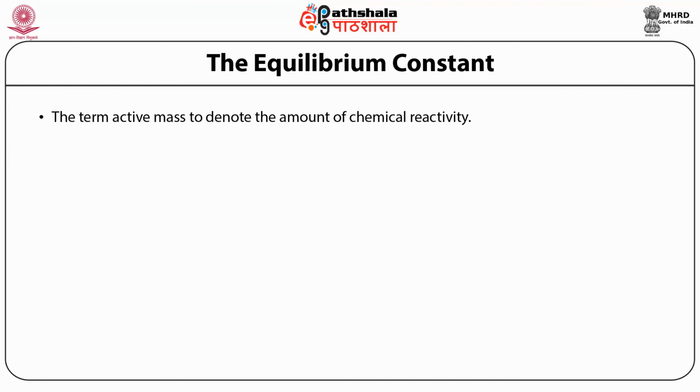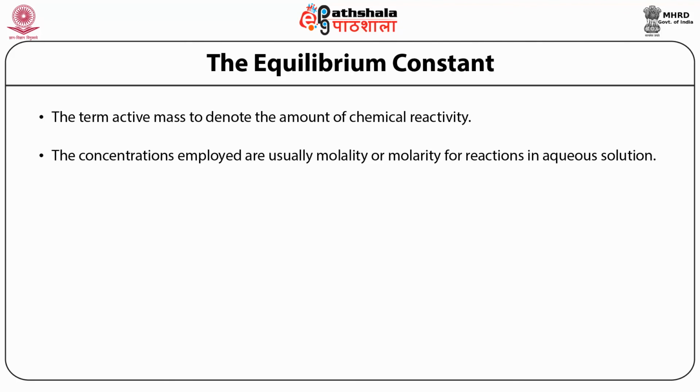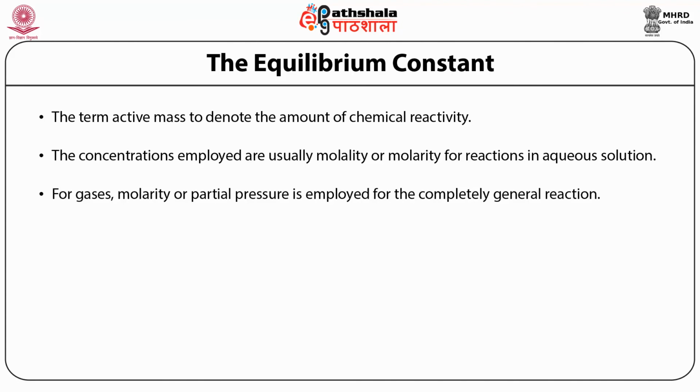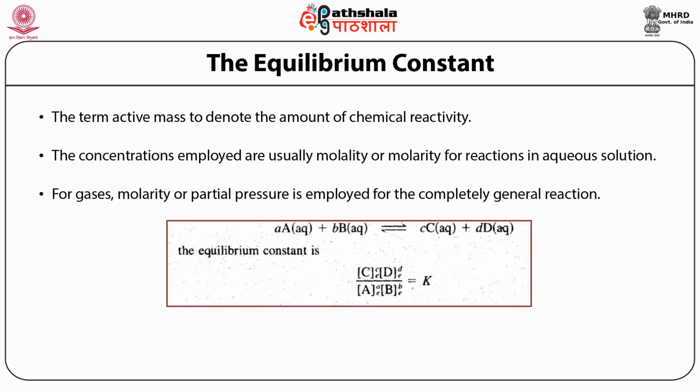The term active mass denotes the amount of chemical reactivity. Chemists today use the term activity as the best meaning of active mass, and the concentration as an approximation when the activity is not known. The concentrations employed are usually molality or molarity for reactions in aqueous solutions. For gases, molarity or the partial pressure is employed.